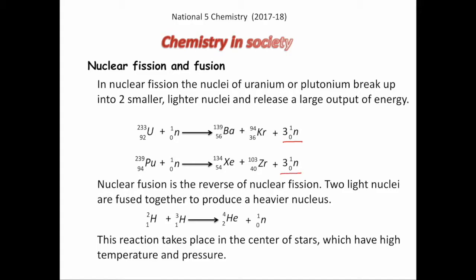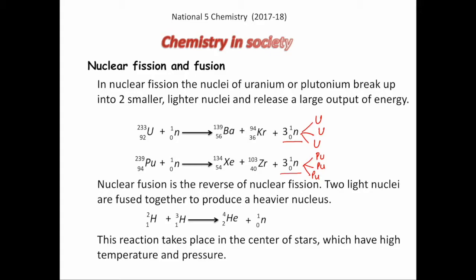These three neutrons can further attack three uranium atoms, and here these three neutrons can attack three atoms of plutonium. And so this reaction goes on endlessly, releasing large amount of energy.